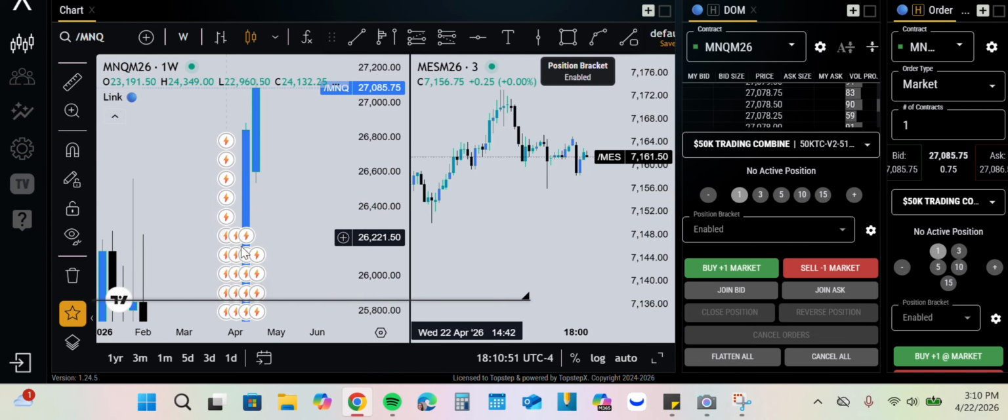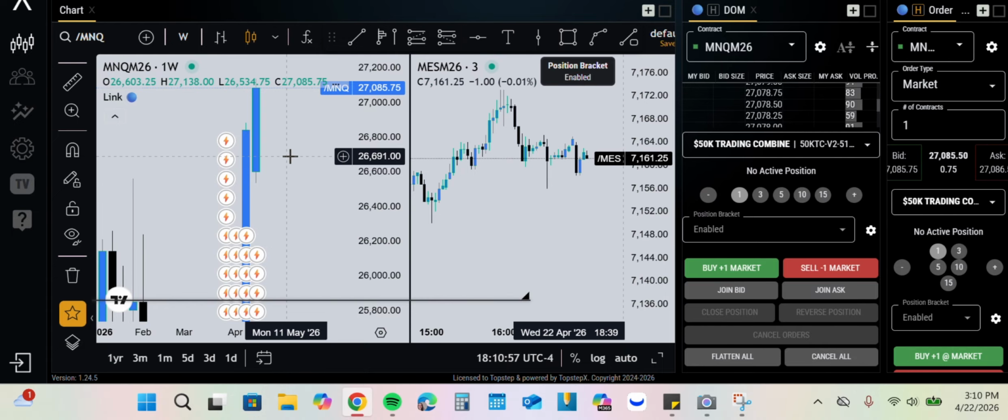I don't know how to get rid of these. Comment down below if you know how to get rid of these. They're kind of annoying. It's probably something in the settings, but I have not figured it out.